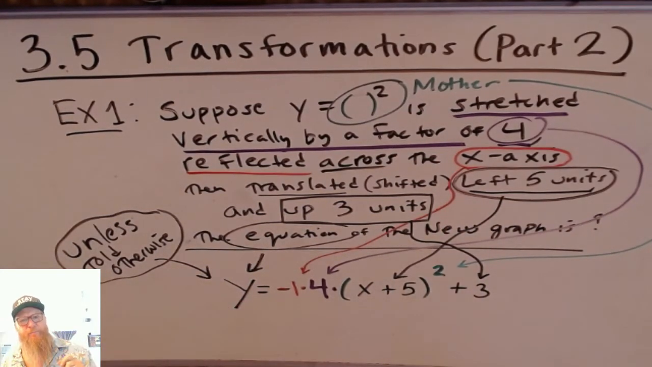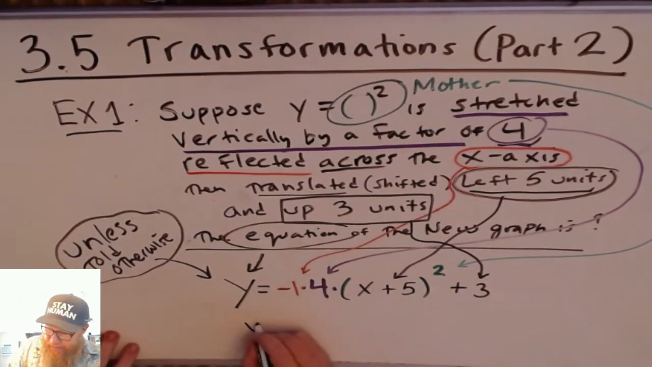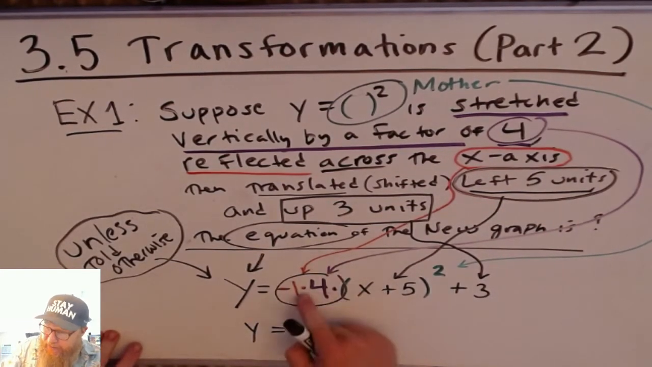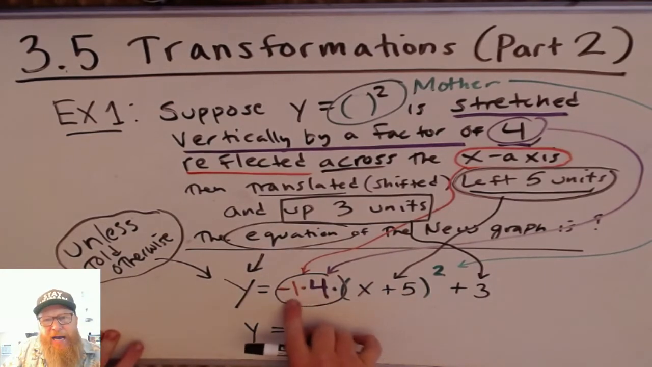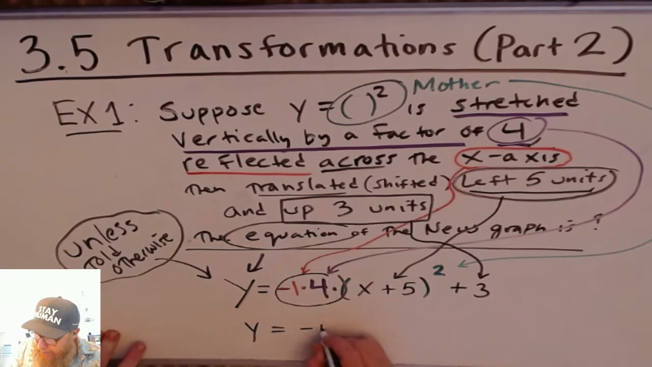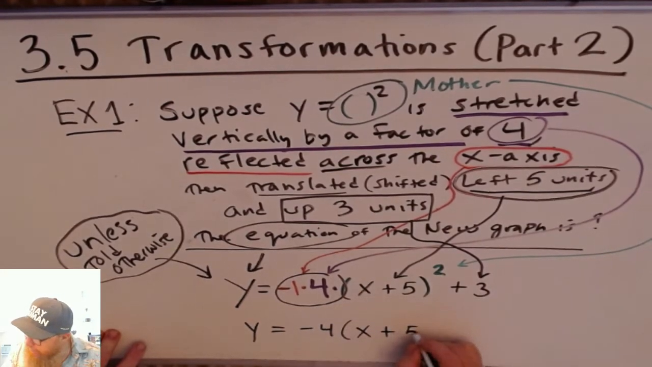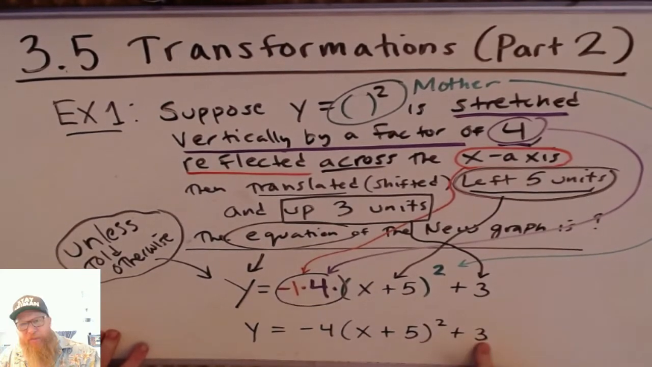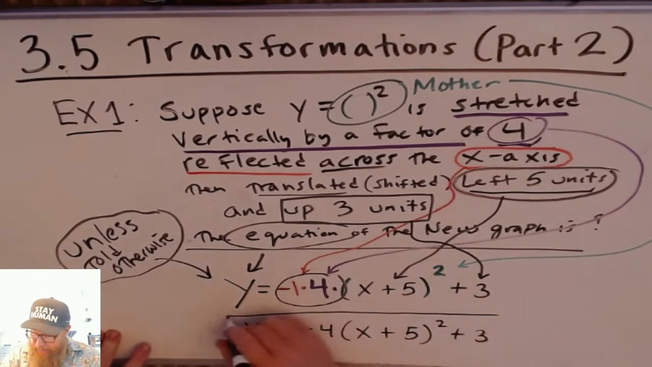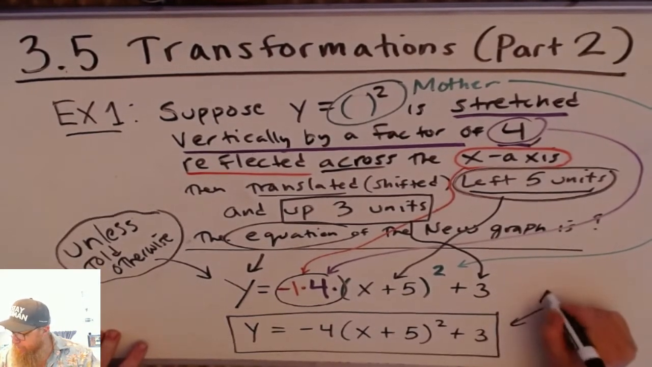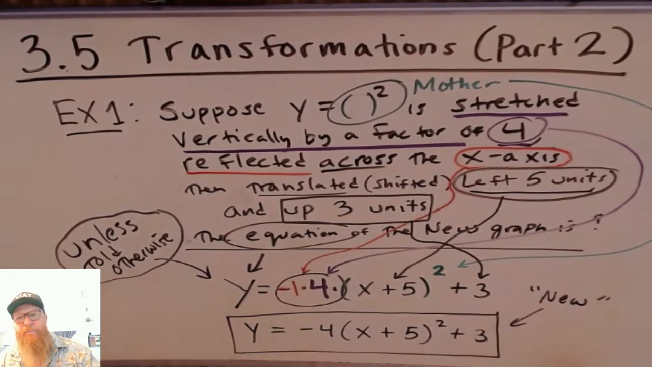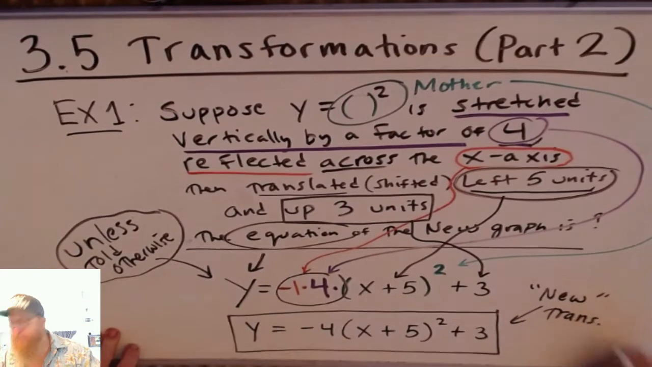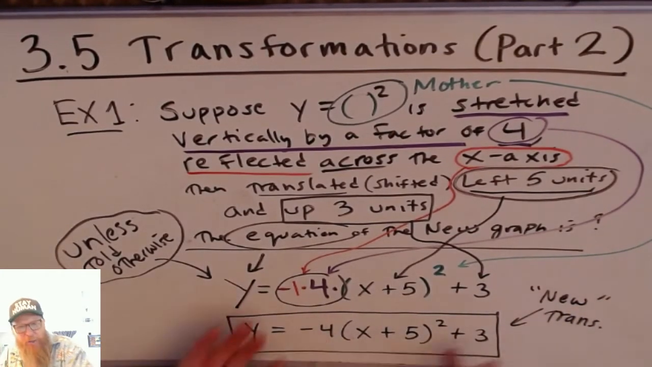And so there you go. I like to clean up my answer. We typically get rid of the dots, and we typically combine the -1 and the 4, and we just say -4. But that's all. We do not actually square this out. We do not distribute the -4. We do not combine the 5 and the 3. I almost screwed that one up. And so this is the new graph. It's transformed. Okay, so it's undergone a transformation.